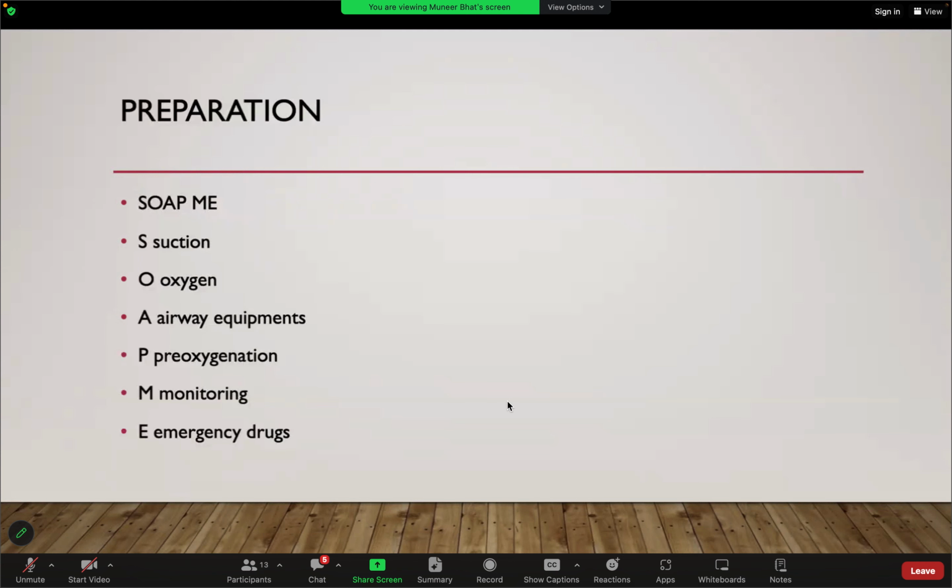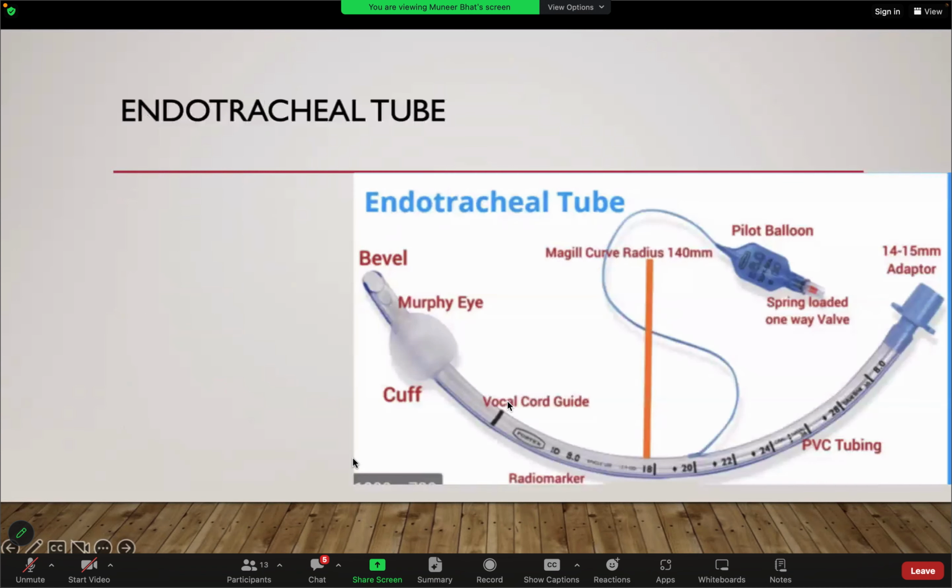Now, preparation before putting in the laryngoscope is that you have to make sure that suction is available, oxygen supply is there, airway equipment is ready, pre-oxygenation has been done, and monitoring and emergency drugs are ready.